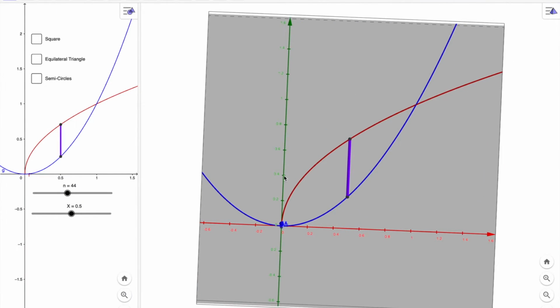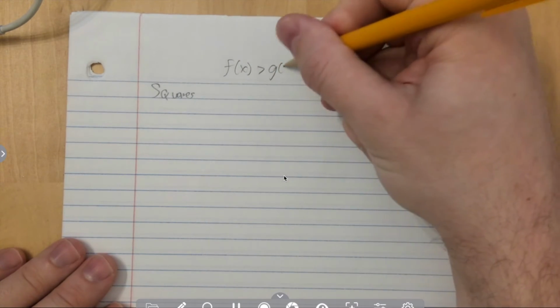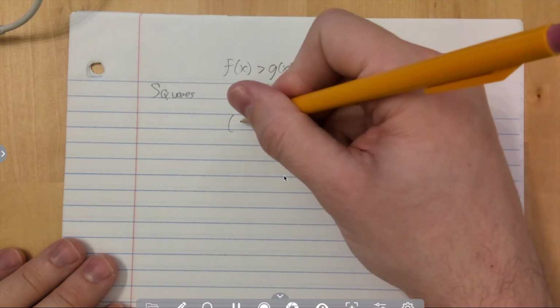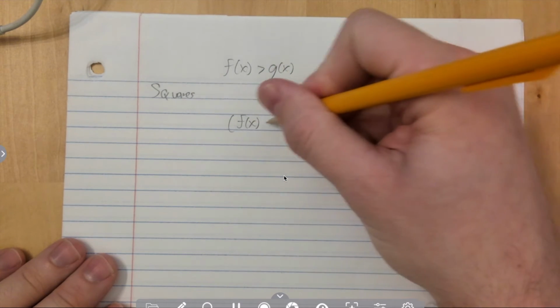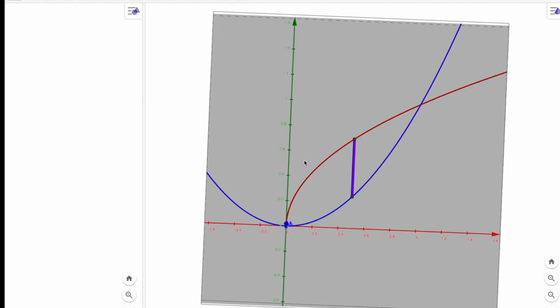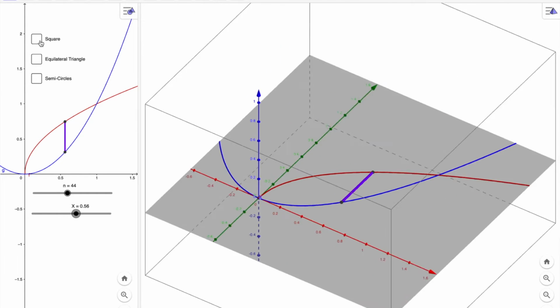If we're going to find the area of a square, let's just say that f was that higher function. So we'll say f of x is greater than g of x. Then the area of a square would simply be the difference in height, f of x minus g of x. That gives you this length, depending on what value of x you are.